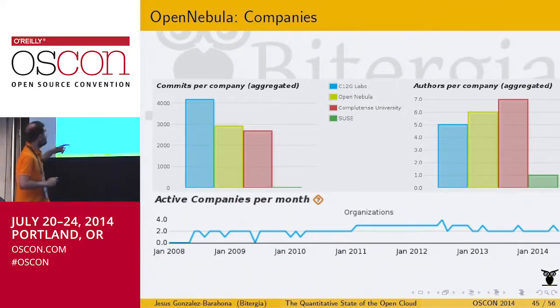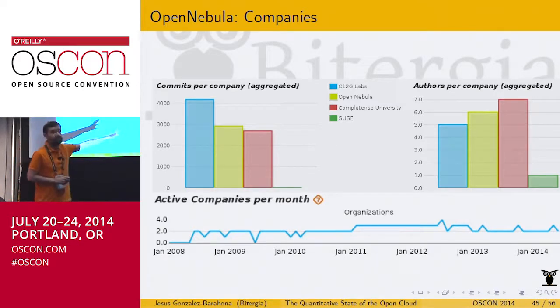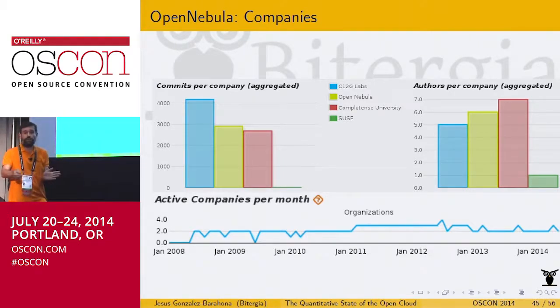So this is Open Nebula, and you can see that for Open Nebula, this is the number of commits per company. You can see that it's basically a matter of three companies, which in fact is a university and two companies, which is basically the same thing because the project was starting as a research project and then a company was founded. So even when you see three colors there, it's very close to, let's say, one color, or at least the combination of what's happening in the university and in the company. This is the number of organizations contributing per month. So you can see that it's pretty stable at two, basically the company and the university.